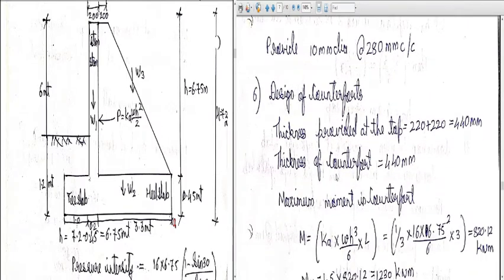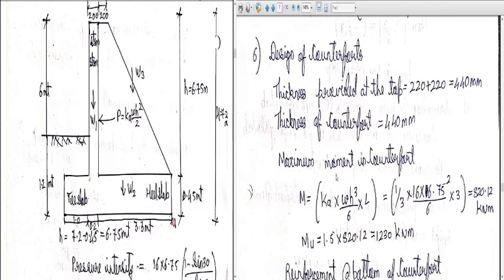Now the major change in the design component is that in the previous design, that is the cantilever retaining wall, we didn't have any counterforts. Now we have counterforts. This portion is nothing but a counterfort. So let us design the counterfort.